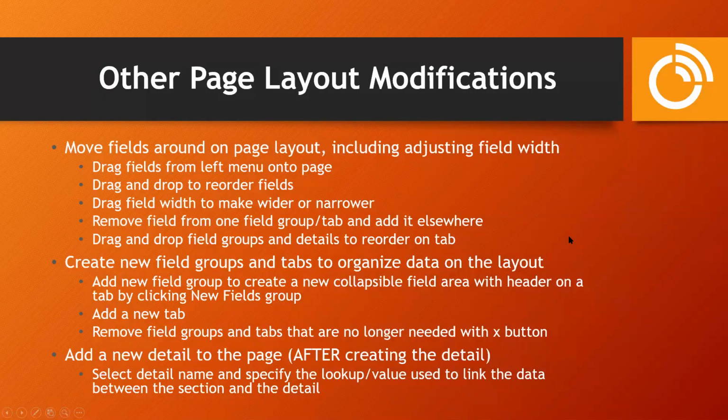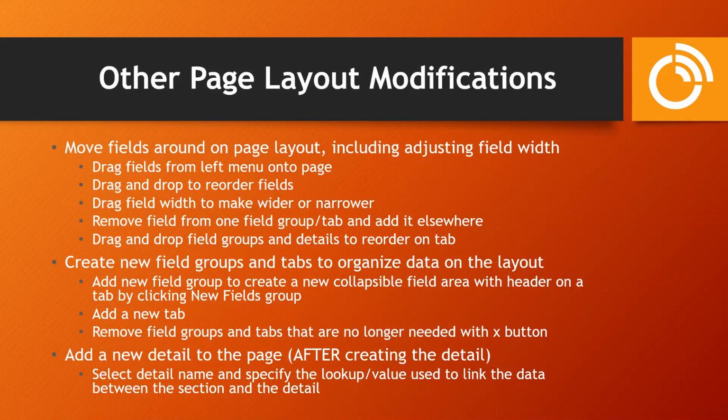So, other page layout modifications you can make: you can move fields around on a page layout, including the width of the field. As this says, you can drag fields from the left menu onto the page. You can also drag and drop fields that are already on the layout to reorder them. You can drag the edge of a field to make the width wider or narrower. You can also remove fields from a field group or tab and then add them elsewhere. You can also drag and drop field groups and details to reorder on the tab.